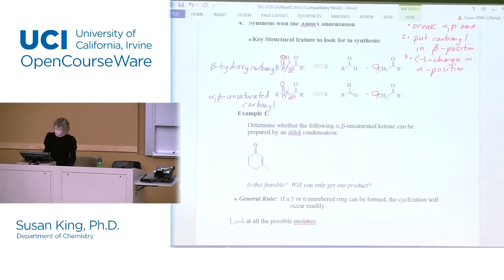So let's follow the steps here. Break the alpha-beta bond. So here's alpha, here's beta. Put a carbonyl in the beta position, and negative charge in the alpha position. So this can be made from, and notice this would be made by an intramolecular aldol.